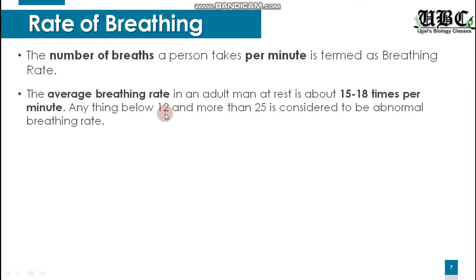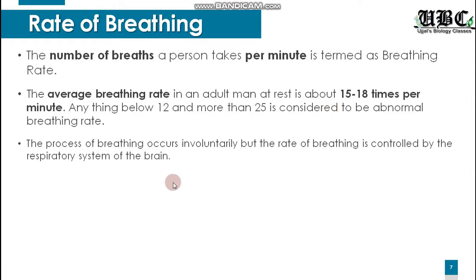Now any value which is below 12 times, or certainly more than 25 times at rest, is considered an abnormal breathing rate. If that person is doing some kind of physical exercise, it is bound to be more than 20 to 25. But if that person is at rest and the breathing rate is still around 24, 25, then it is an indication of some kind of disease going on in that particular person.